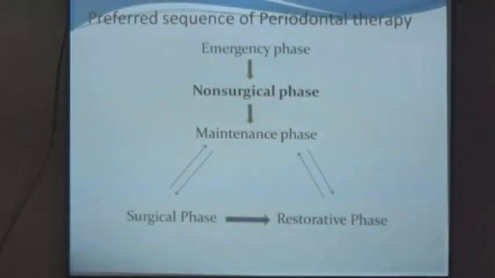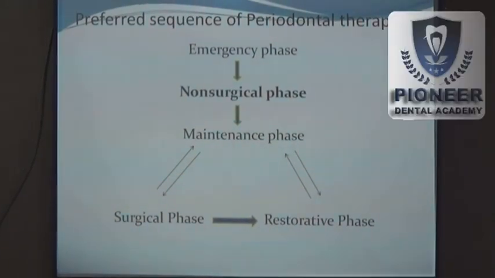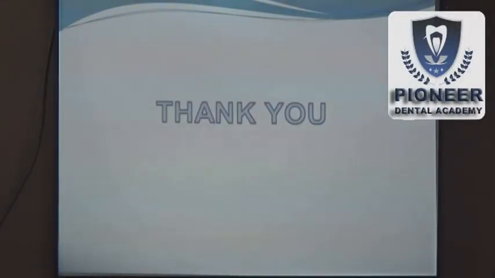Isn't it? What will we do? After phase 1, we will do maintenance. Then only we will go for phase 2, phase 3, phase 4. Where is your preliminary phase? Phase 1, phase 2, phase 3, phase 4. See, emergency phase, non-surgical, maintenance, surgical and restorative. Till now I have given an introduction about this. Let us go with the discussion of the questions now.